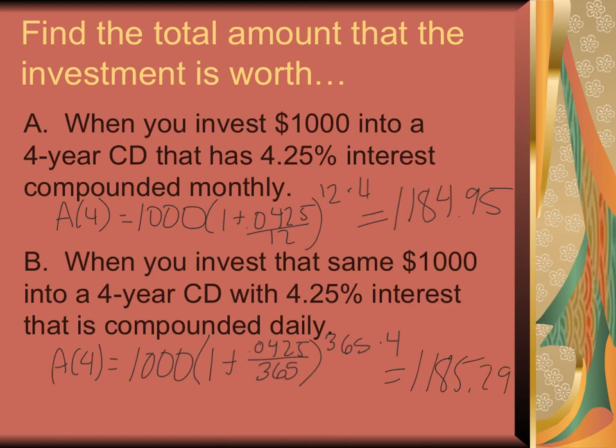So when it's compounded daily, your interest is making interest on it as you compound it more times. So you're going to end up with a little bit more money later on down the road. Not much, but over time, and with larger interest or larger amounts of money, it's going to grow faster.